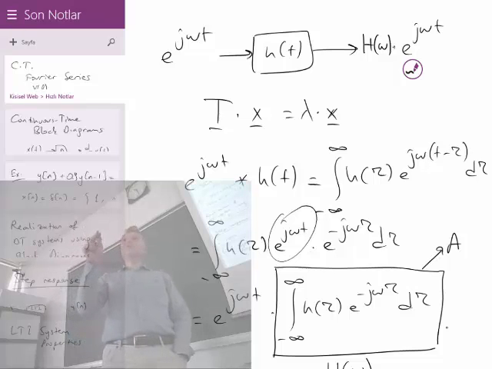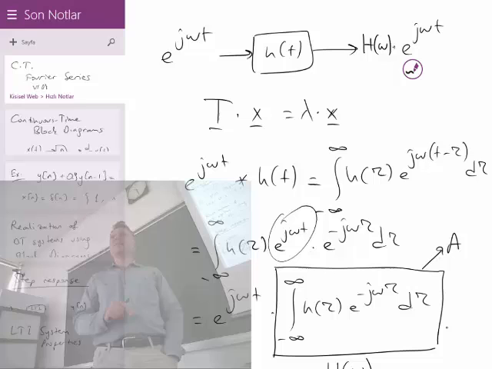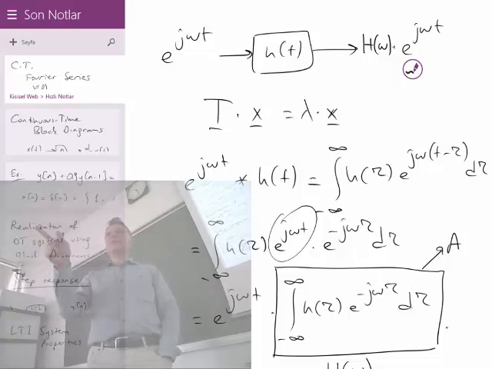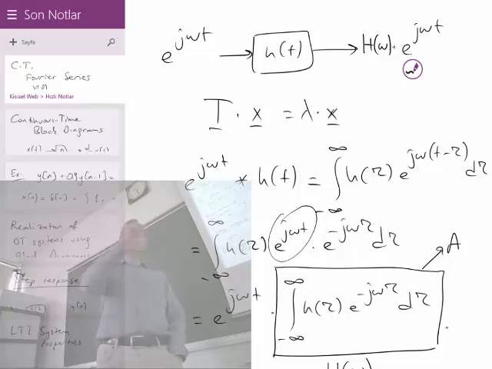Yes, it is also known as the frequency response, not the impulse response. Impulse response was h of t. This is called the frequency response. Exactly, so it's a very nice name to use. How does it respond to different frequency inputs?